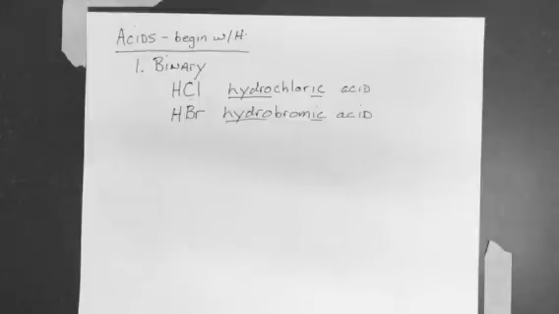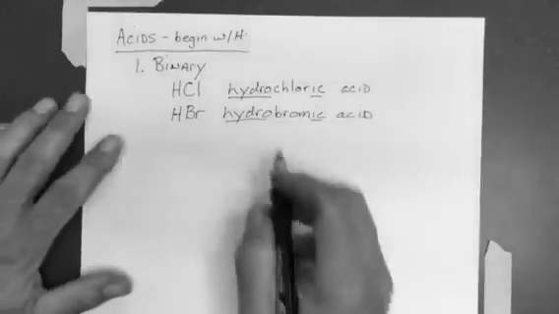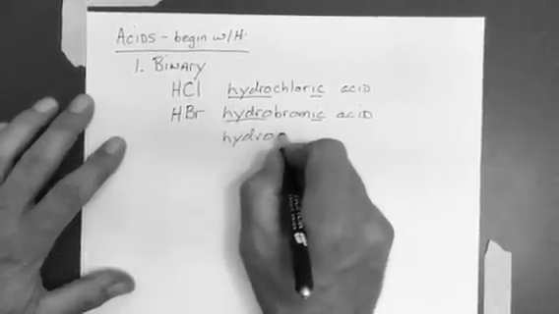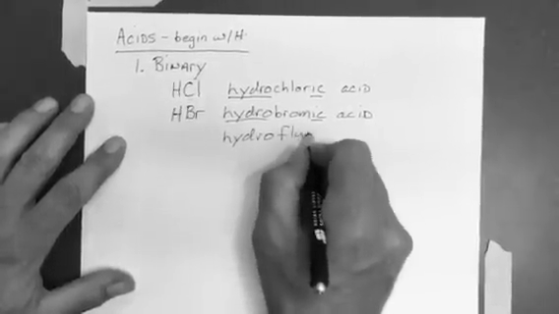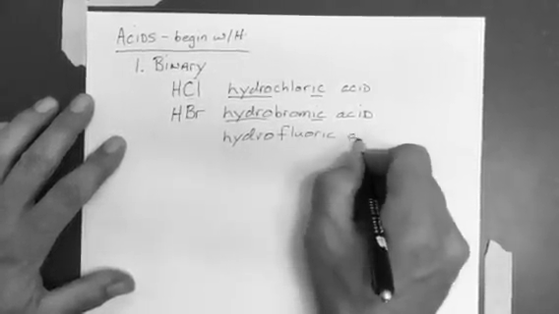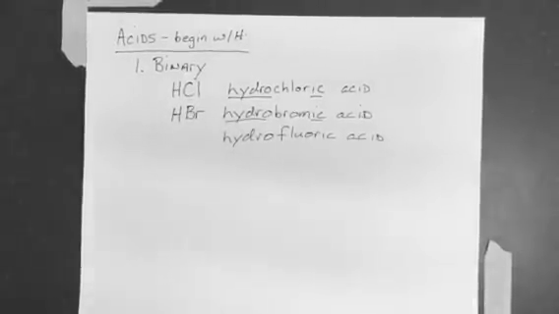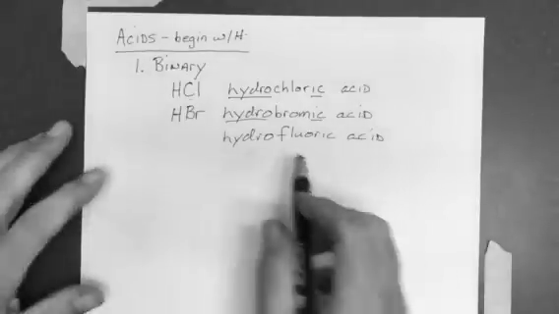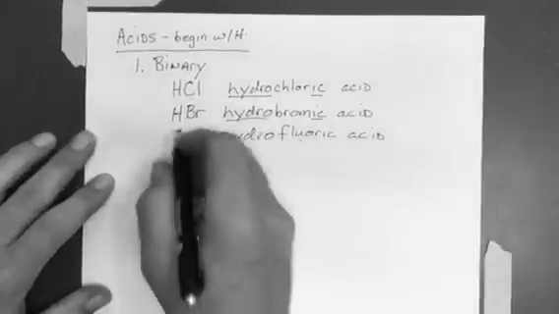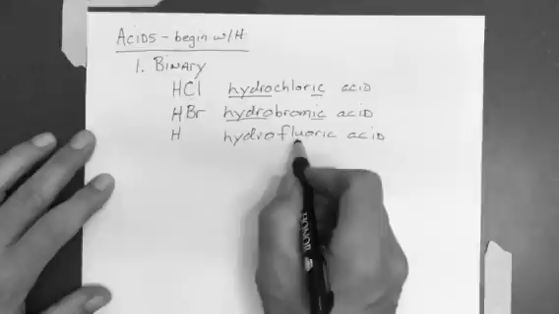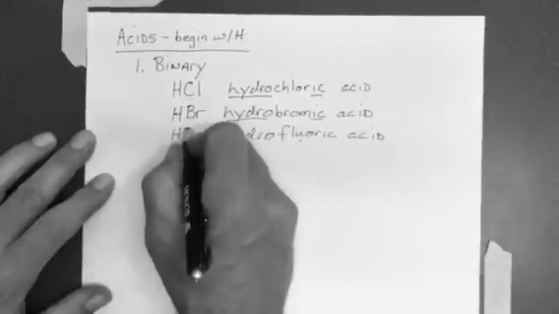So let's have you go the other way. Let me give you a name and you write the formula. Hydrofluoric acid. Watch your spelling of fluoric. So the hydro tells you it's a binary acid. The fluoric tells you the other element is F. So you know it's got to have H. All acids have H. Fluoric is fluorine.